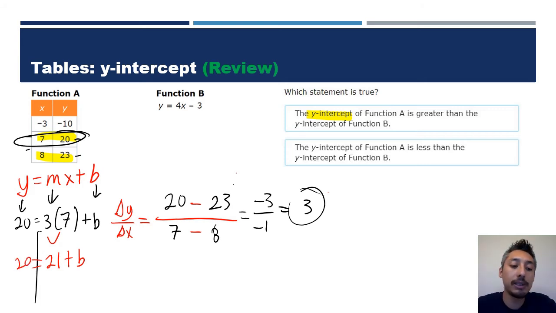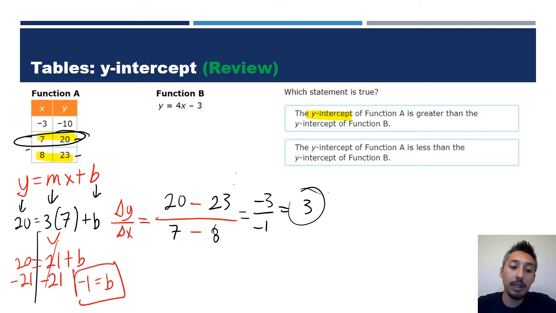We're trying to get b by itself. We don't want that 21. Let's go ahead and subtract it. Whatever we do to one side, we do to the other. This cancels out. Here we're going to have an answer of b is equal to 20 minus 21 is -1.